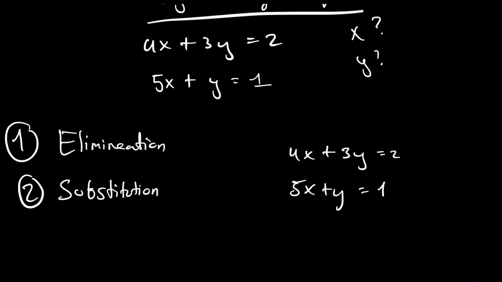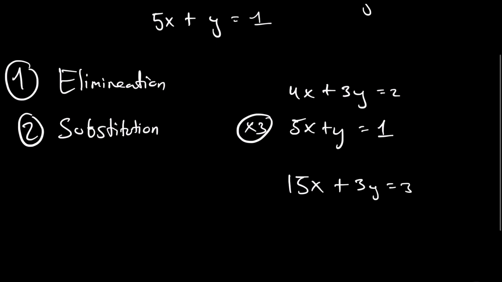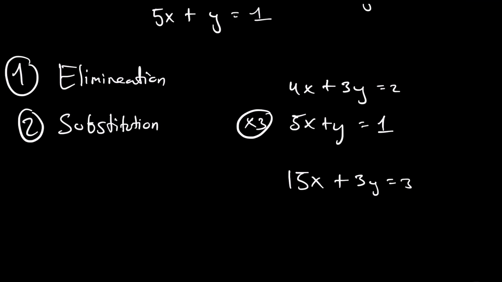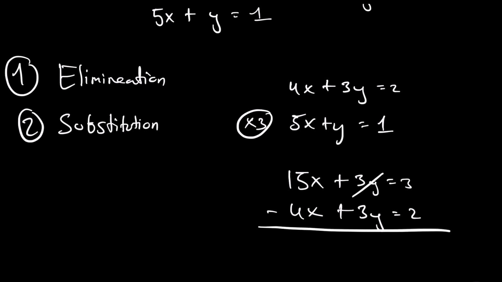y equals 1, if we times this bottom one by 3, giving us 15x plus 3y equals 3, then when we subtract the two equations, we cancel out the y's, because 3y minus 3y is 0. 15 minus 4x, then we have 11x, and then 3 minus 2, 1. There we go, we get x equals 1 over 11.